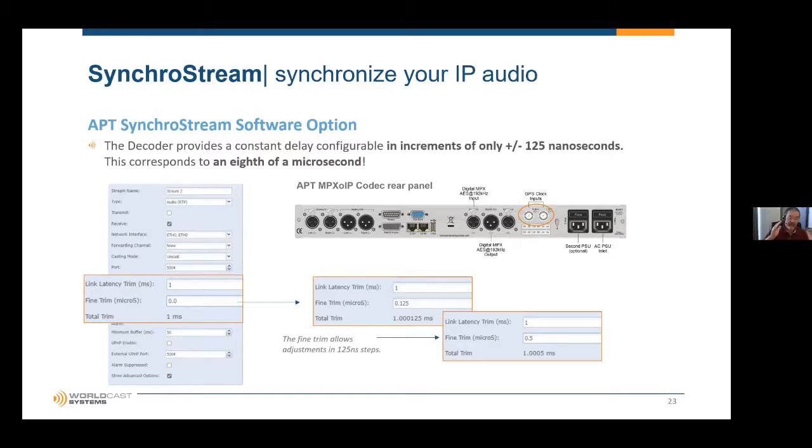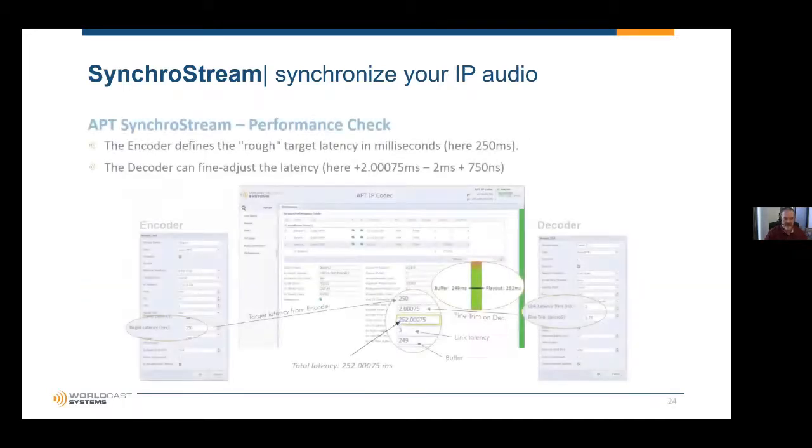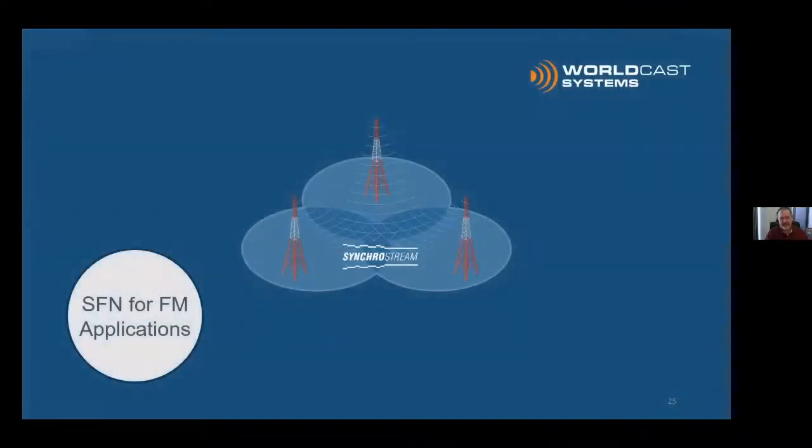And then at each decoder, you can adjust the individual output by those very fine increments of 192 nanoseconds. So here's the encoder that defines the rough target latency. In this case, we've defined it as 250 milliseconds. And then the decoder can adjust that as well to set the timing between the transmitters at the different sites.